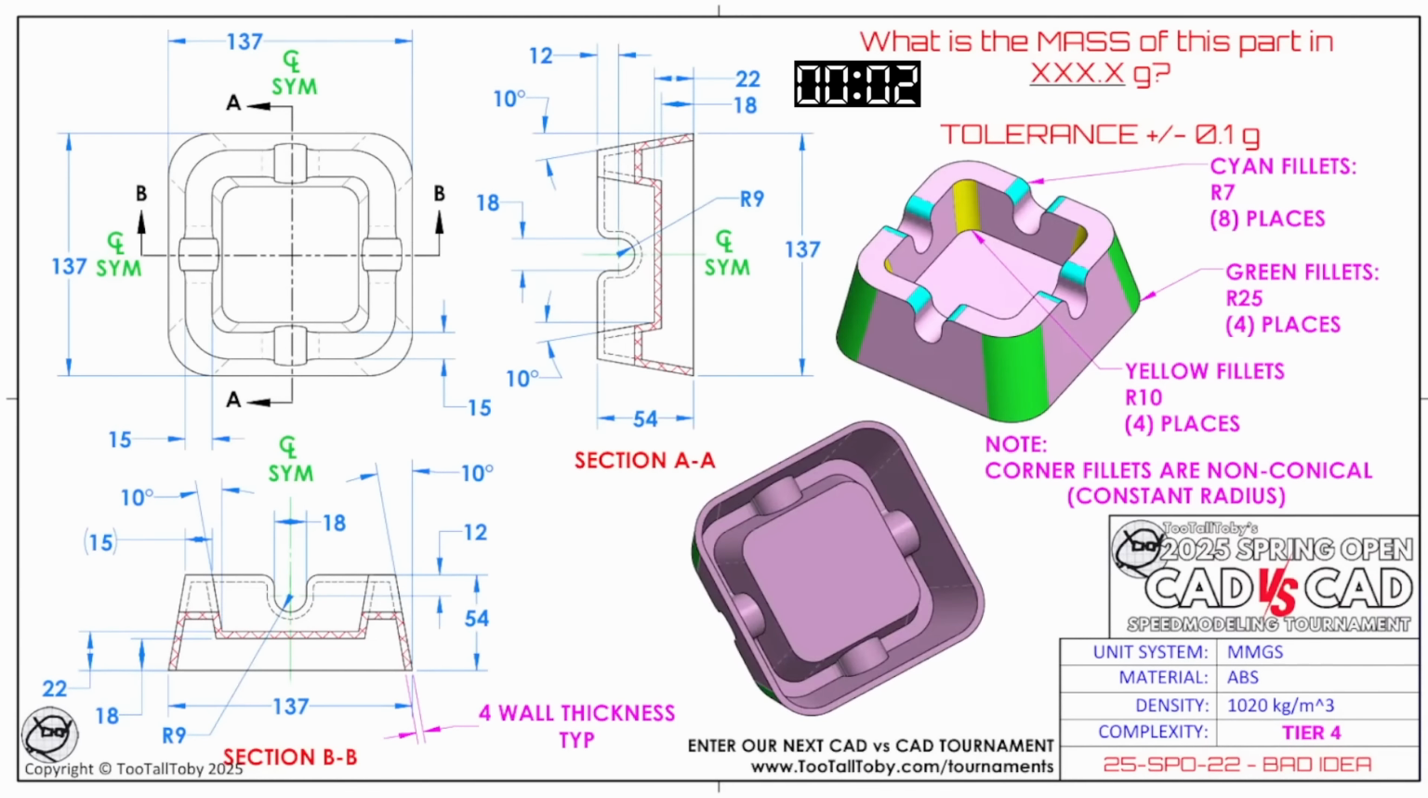What is the mass of this part in xxx.x grams? Tolerance is plus or minus 0.1 grams, and this part is called Bad Idea because it is an ashtray made out of ABS, and that was very common as I was growing up.